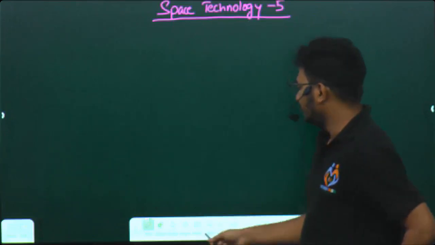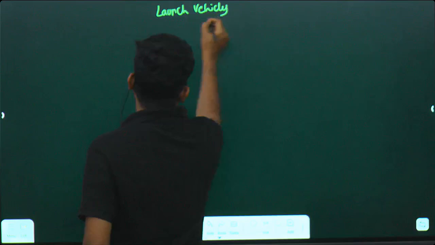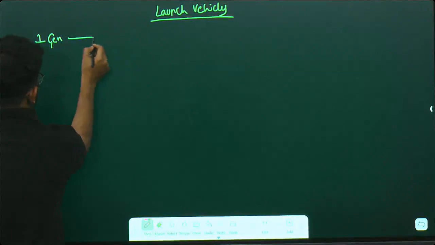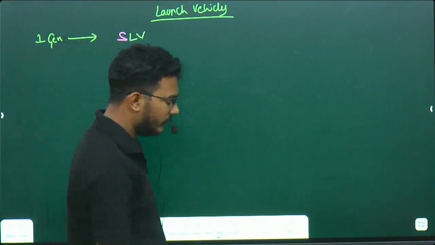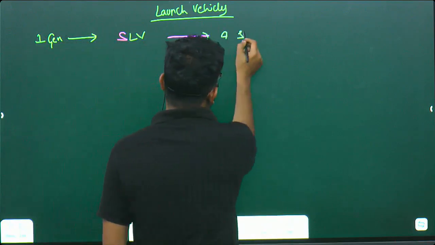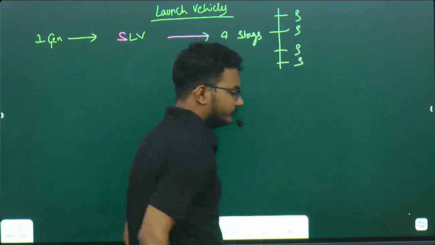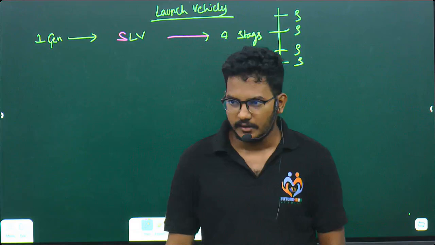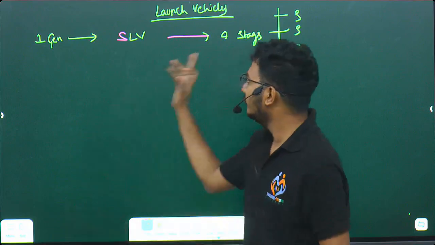We are doing launch vehicles. In the launch vehicles, I have told you how many generations? Five generations. The first generation is the satellite launching vehicle, which has four stages. Here, with each generation, the weight carrying capacity and the distance will increase. On the other side, the weight will decrease. When I say weight, I mean the weight of the launch vehicle.